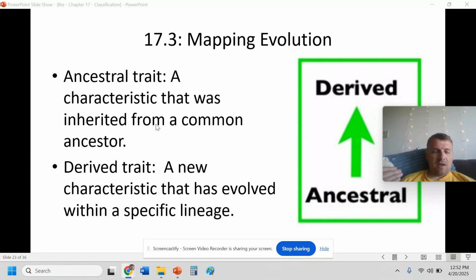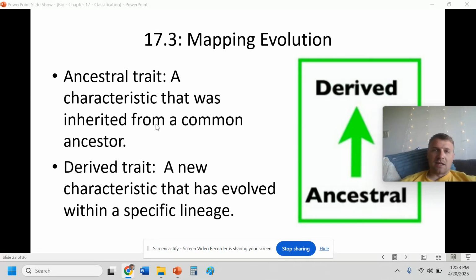Ancestral traits, think like ancestry. This means that they are there because of a common ancestor, and usually all of the species in a cladogram will have them. For instance, all mammals have fur. That's something that all mammals have. However, not all mammals have opposable thumbs, or not all mammals are bipedal. That means they walk on two feet. So having opposable thumbs or walking on two feet is a derived trait for humans, where the derived trait evolved later on.